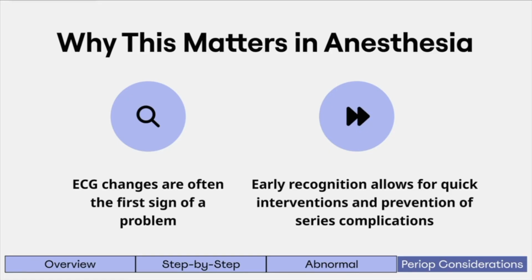In anesthesia, ECG changes are often the first sign of a problem. Early recognition of ischemia, arrhythmias, or electrolyte disturbances allows us to intervene quickly and prevent serious complications.